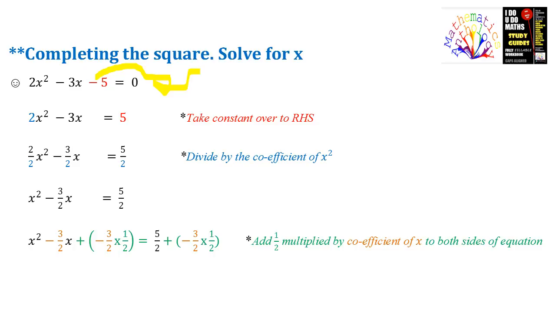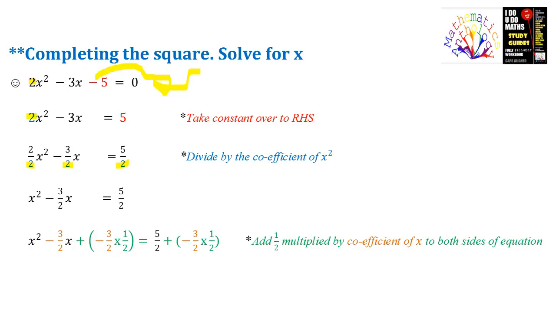The next step is to divide by the coefficient of x squared. So if x squared has a coefficient, in this case it does, which is 2, it means you're going to divide everything by 2. Each term will be divided by 2. Let's simplify that. You'll have x squared minus 3 over 2x is equal to 5 over 2.